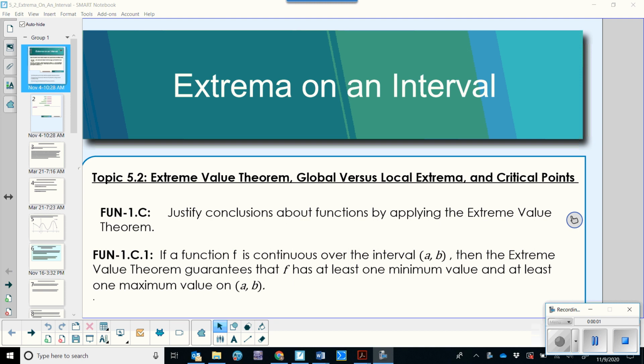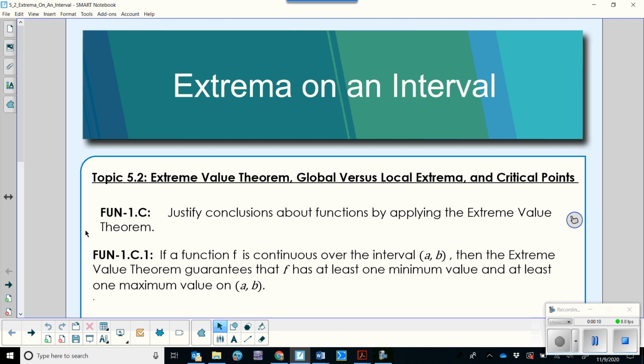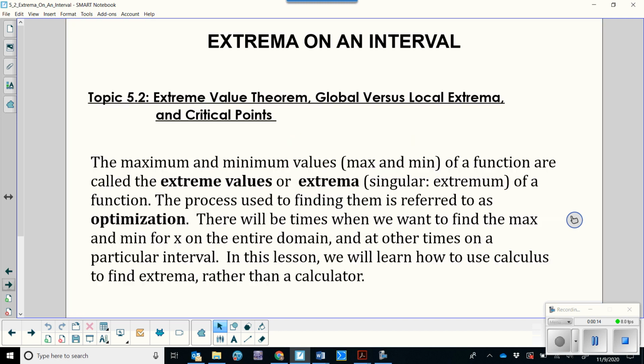Okay, this is our video on extrema on an interval. We've basically talked about maximums and minimums in pre-calculus, and we've talked about it some so far. We're just going to get more specific and make sure that we understand what an extreme value is and ways that we would look at them.